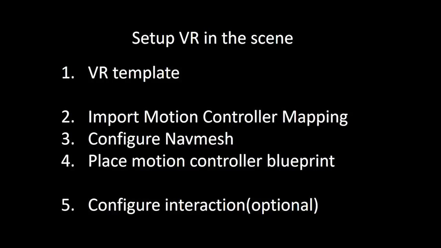If there's any screen grab that you should take from this presentation, it is this one. It's really the step-by-step to implement in your scene one by one. The first thing we've got to do is get the information from that VR template into our scene. That's the motion controller mapping, and then we've got to configure our nav mesh, place the motion controller, and then use the interaction on our scene. So let's have a look at that in Unreal Engine.